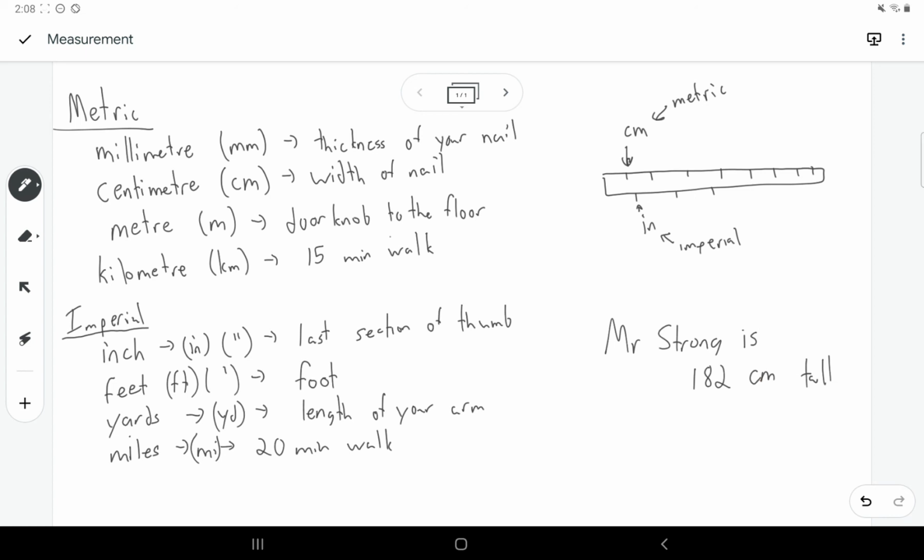But in math, we don't deal with ambiguity. We deal with absolutes. So 182 centimeters tall, or 6 feet tall would be another one. Again, we have that unit. In Canada, we tend to use feet and inches for height. So we're a little bit of a mix around here. So it's good to know all of these kind of referents.